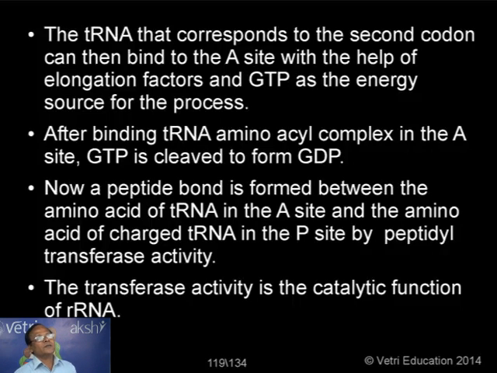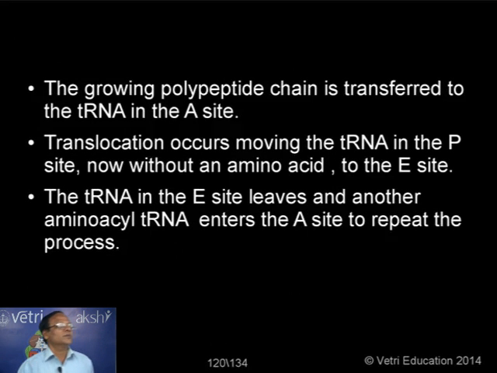The transferase activity is the catalytic function of the ribosomal RNA. So the transferase acts as an enzyme catalyzing the formation of the peptide bond. That is a function of ribosomal RNA. Now we have, in the P site, a tRNA with a growing polypeptide chain. This tRNA with the growing polypeptide chain is transferred to the A site. As a result, translocation occurs.